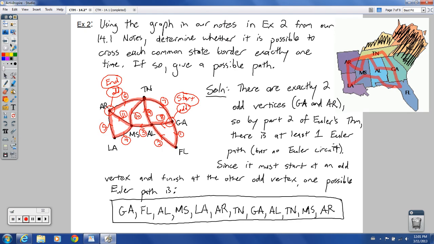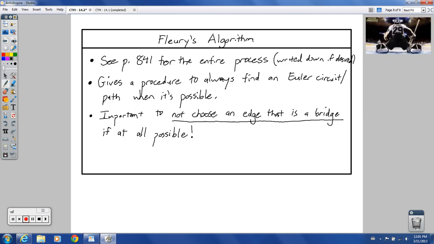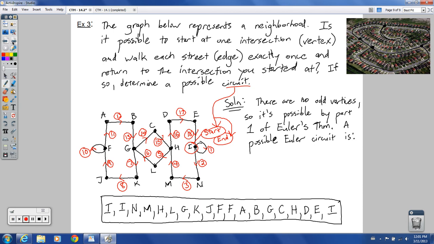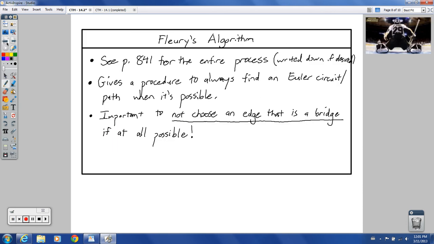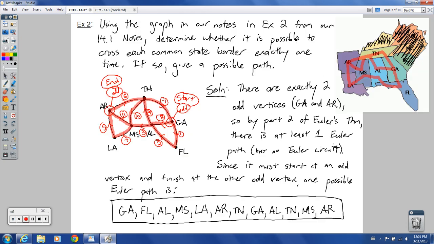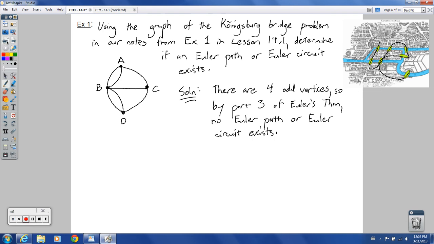The next lesson, 14.3, we're going to talk about something called Hamilton paths and Hamilton circuits and how that's different from an Euler path and an Euler circuit. I think Hamilton paths and circuits actually have more real-life application than these do, but these definitely have real-life applications as well, as we've seen a few of them here.